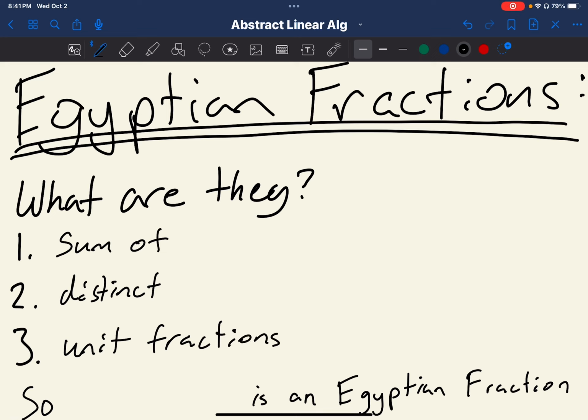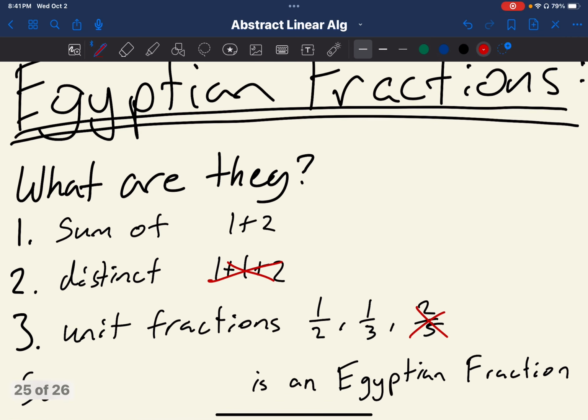Well, a sum is an addition problem, 1 plus 2, right? Distinct means that we can't repeat anything. So no 1 plus 1 plus 2, right? We need distinct numbers in each variable. And finally, unit fractions. Those are the fractions that only have 1 in the numerator, my apologies. So no 2 over 5, that is not a unit fraction.